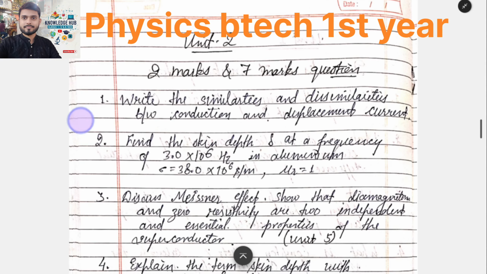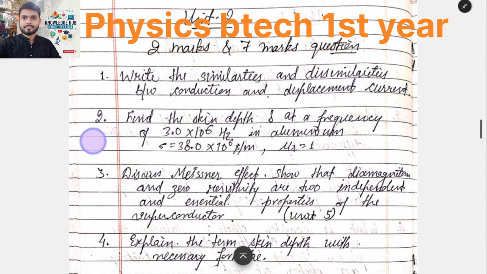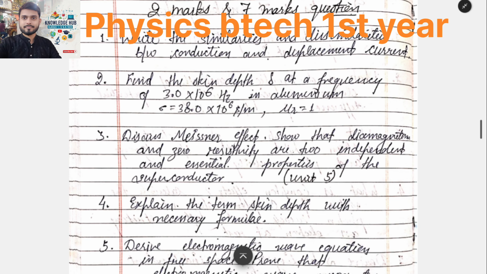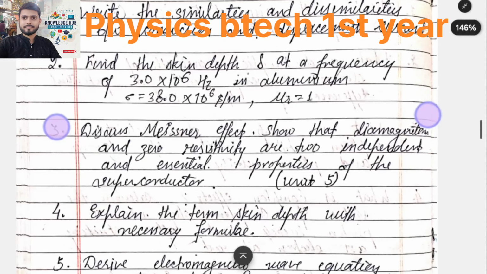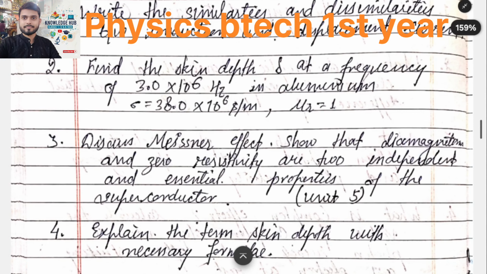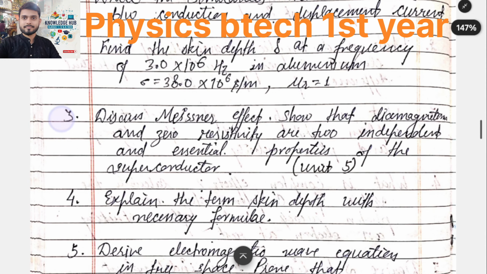Now we will proceed to Unit 2, 2 marks and 7 marks questions. Now the first one is write the similarity or dissimilarity between conduction and displacement current. Now the second is find the skin depth at a given frequency in aluminum, where mu r is 1.